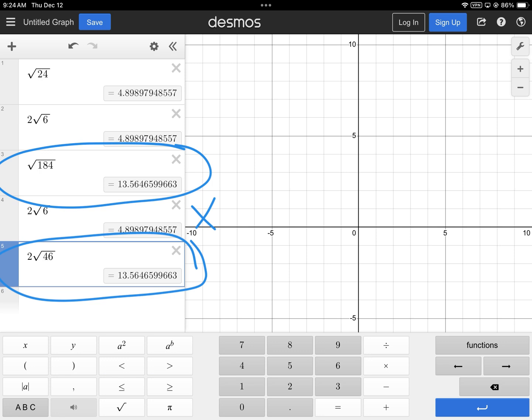But again, when you do your work, I am expecting your answers to be in radical form, not in decimal form. So you can use it to check, but that's not going to give you your answer on your paper. Hopefully we are good.